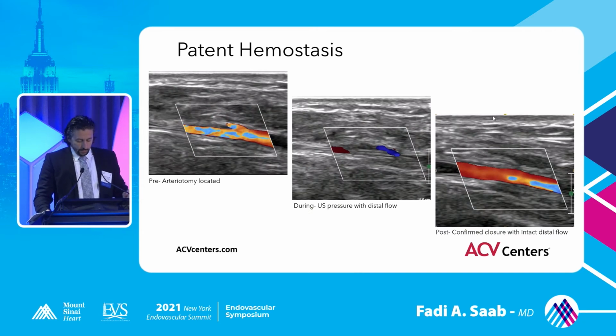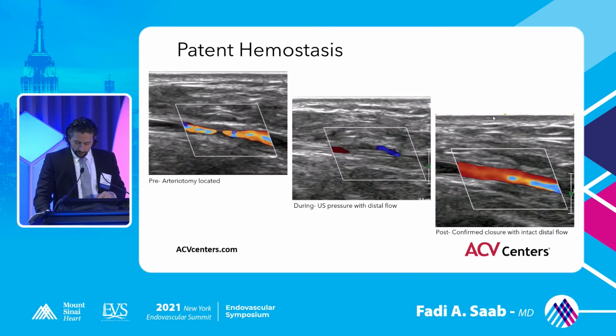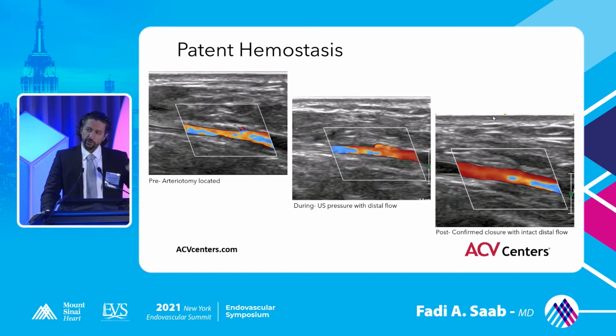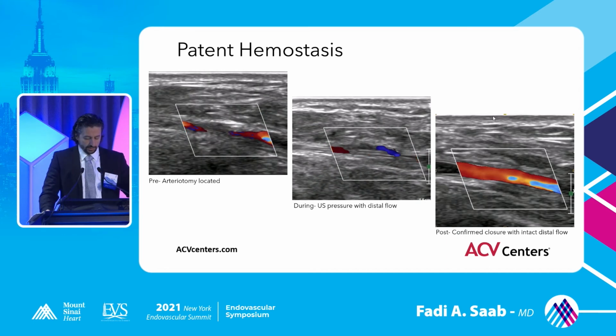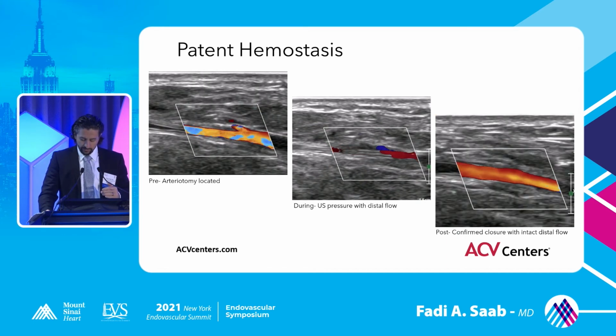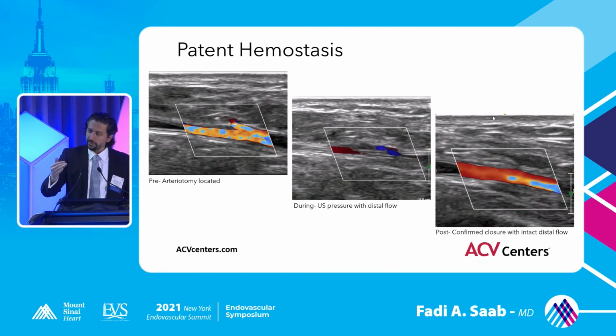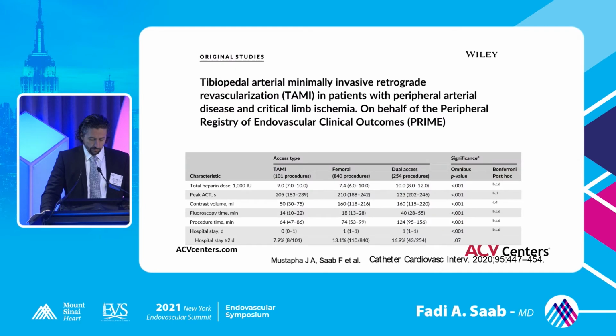Now, this is an ultrasound guided closure of the posterior tibial artery, which was the primary access point, and you can see the flow immediately after we pulled the sheath, a few minutes after. And then finally, when the patient is in the recovery area, you see that there is excellent blood flow beyond our access point for this patient.